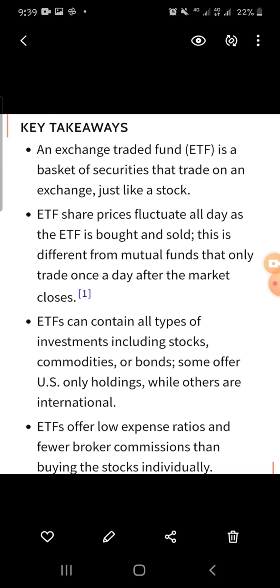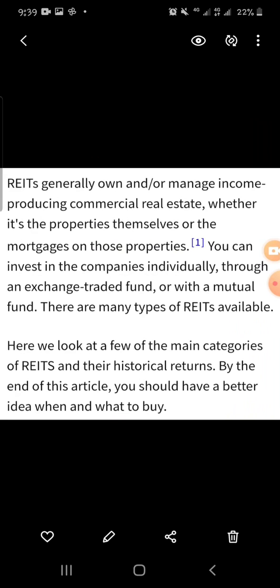So we'll go to REIT. I don't know if you have heard of REITs. Now, REIT means Real Estate Investment Trust. It's a pool of funds, or let me say generally owned, managed income producing commercial real estate.